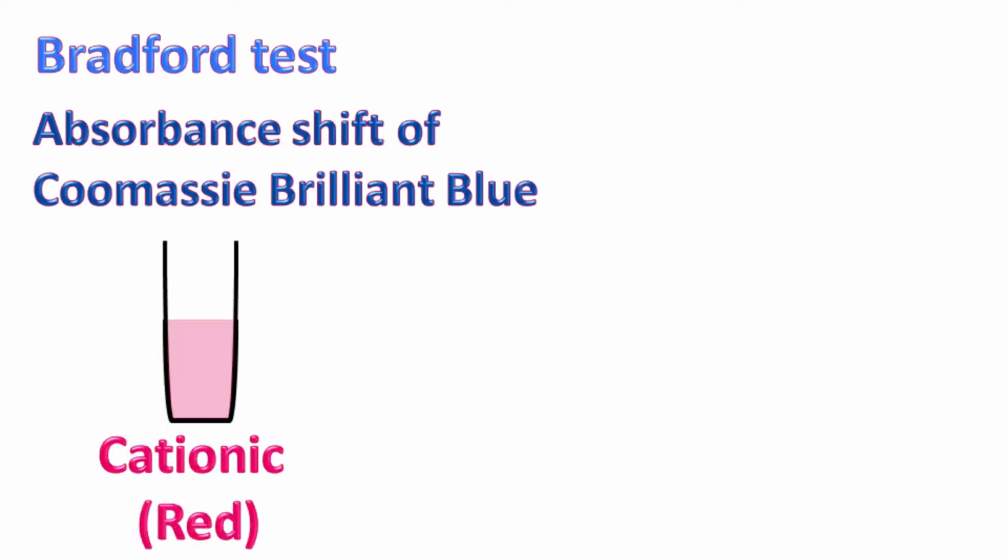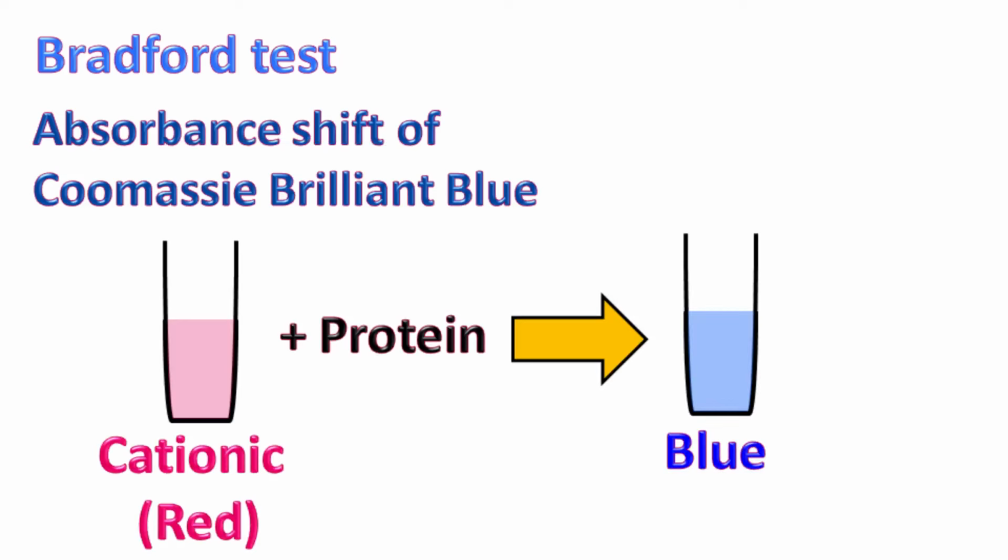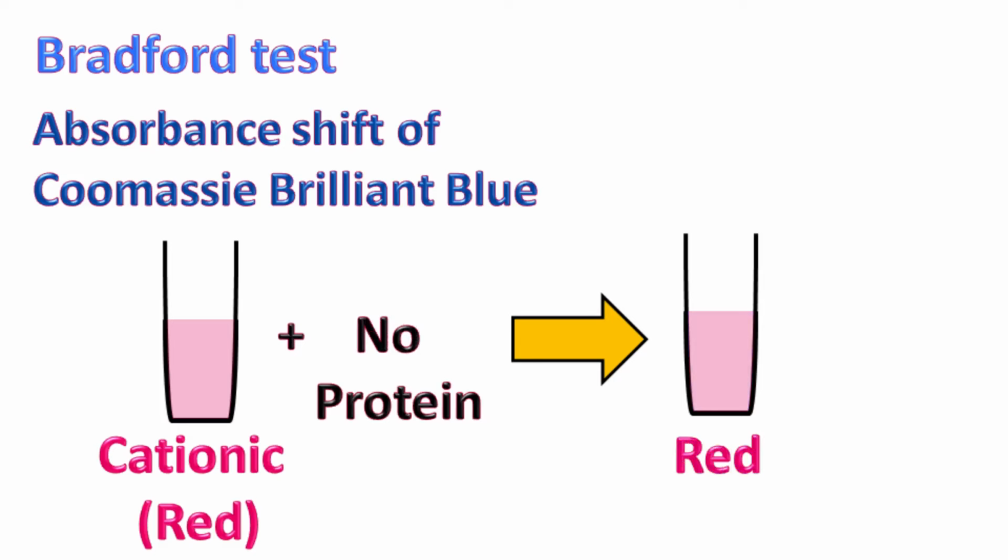And the cationic form of the dye, which is red in color, when it reacts with the protein, turns blue in color. And this has maximum absorbance at 595 nanometers. So by taking different concentrations of proteins and measuring the color, the concentration of an unknown protein solution can be estimated. While in the absence of proteins, the dye retains its red color.